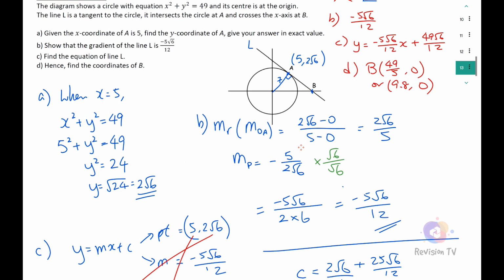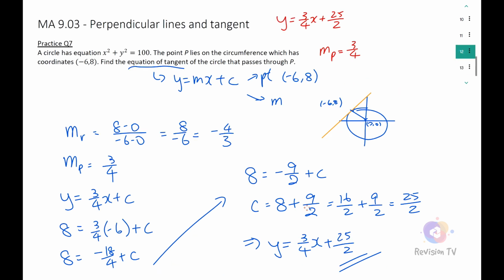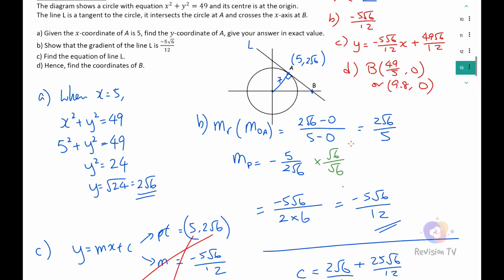In terms of working out the equation of a tangent, it is nothing different, apart from these nice fraction numbers suddenly becoming a monstrous surd. So that's the equation of the line L: minus 5 root 6 over 12 x plus 49 root 6 over 12.